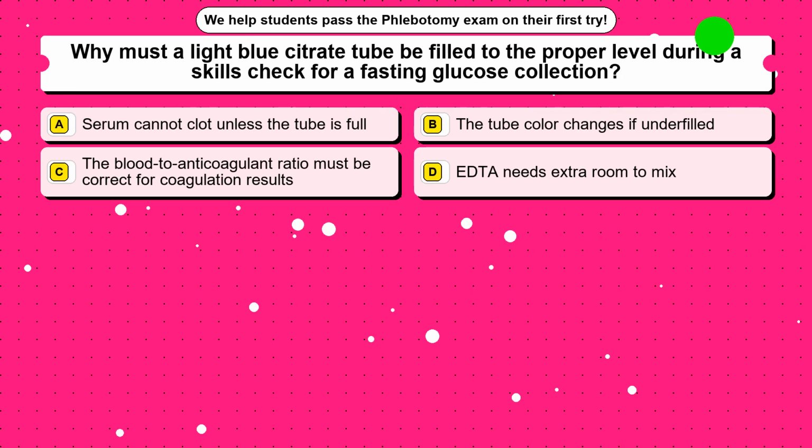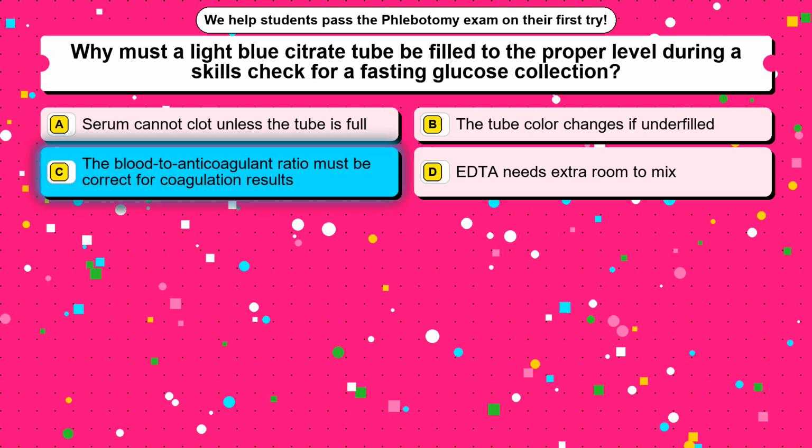Question 25. Why must a light blue citrate tube be filled to the proper level during a skills check for a fasting glucose collection? Option A, serum cannot clot unless the tube is full. Option B, the tube color changes if underfilled. Option C, the blood to anticoagulant ratio must be correct for coagulation results. Option D, EDTA needs extra room to mix.